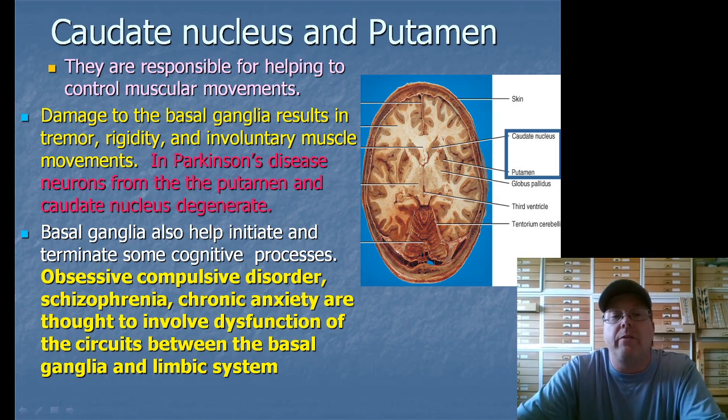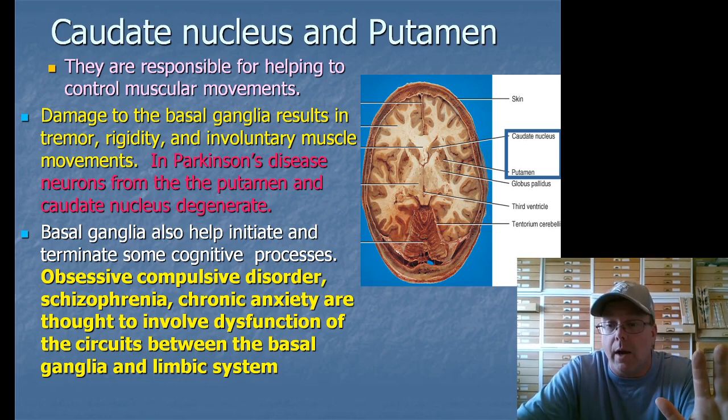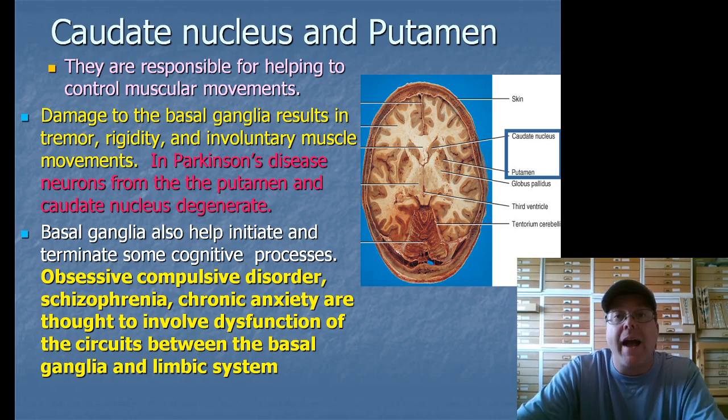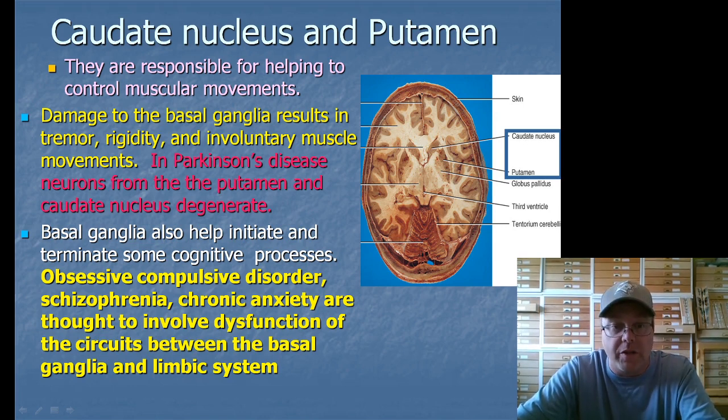Now, another thing that the basal ganglia does, it says it also helps initiate and terminate cognitive processes. Some of these disorders that people back in the 1950s thought were part of the frontal lobe with your personality are actually limbic system and basal nuclei disorders. So things like obsessive compulsive disorder, schizophrenia, anxiety, these are all thought to be a dysfunction of the circuits between our basal ganglia and the limbic system, not the frontal lobe with the personality.